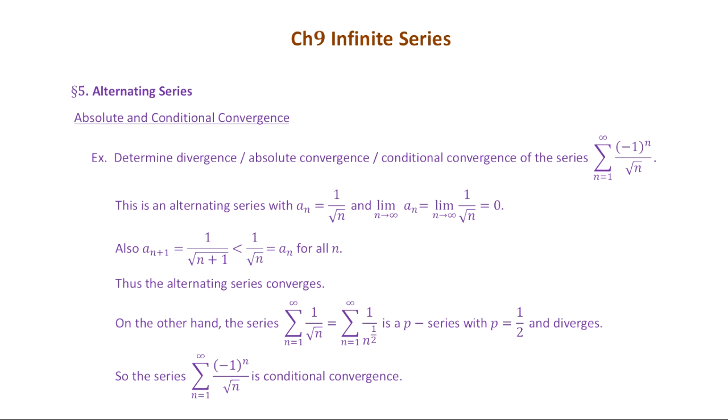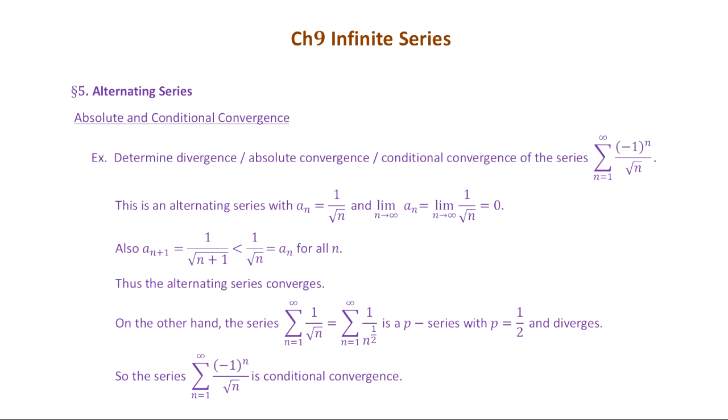Also, A n plus 1 is 1 over square root of n plus 1, and that is less than 1 over square root of n because you get the denominator a little bigger in the first place. So that's 1 over square root of n, which is AN, and then you get A n plus 1 less than AN. So the second condition is also met. So this alternate series does converge.